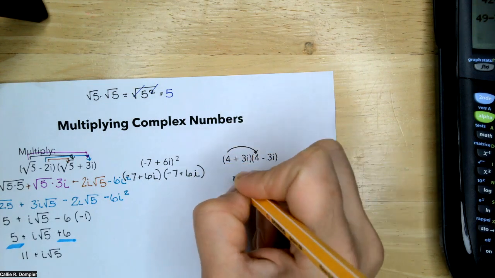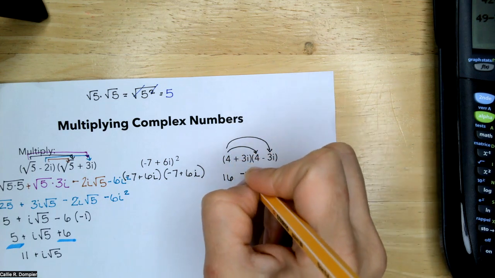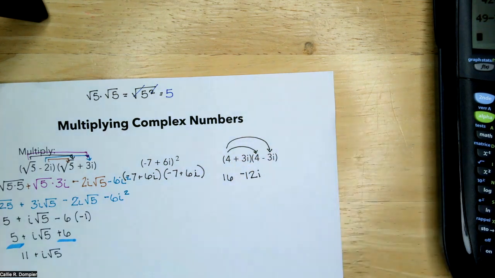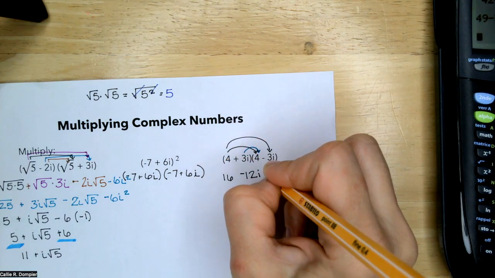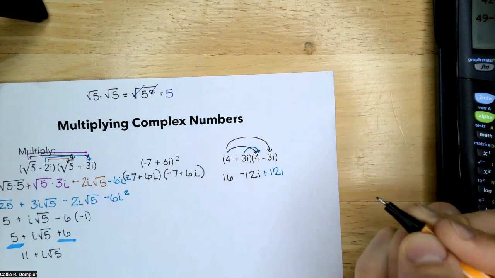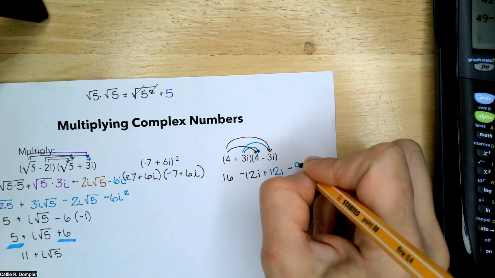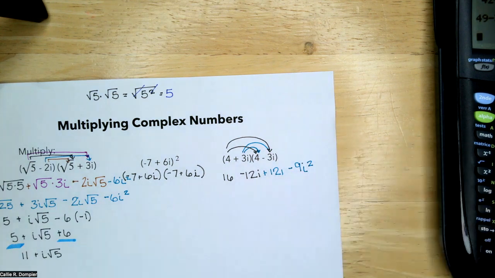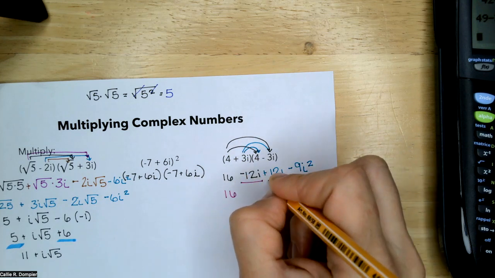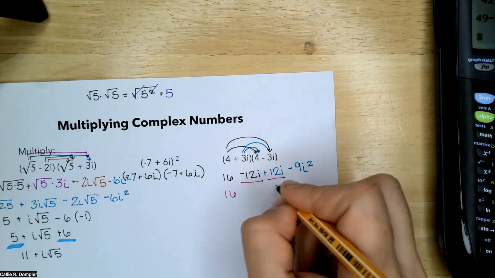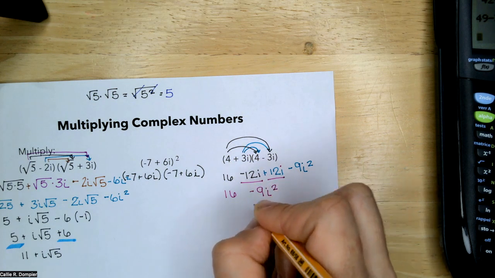First, 4 times 4 is 16. 4 times negative 3i is a negative 12i. Positive 3i times positive 4 is a positive 12i. Sorry, I didn't say that. And then 3i times a negative 3i is a negative 9i squared. Okay, 16, this is what happens. Negative 12i and a positive 12i cancel each other out, and we just have 16 minus 9i squared.